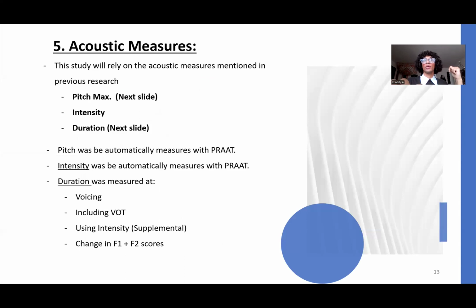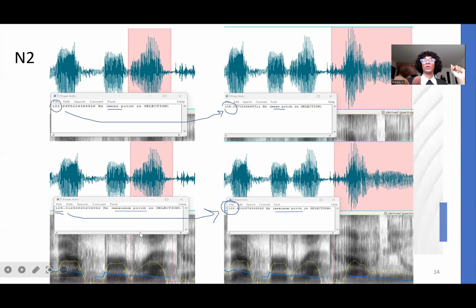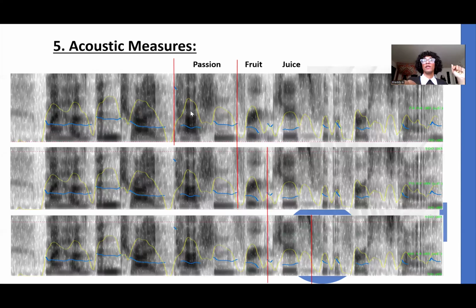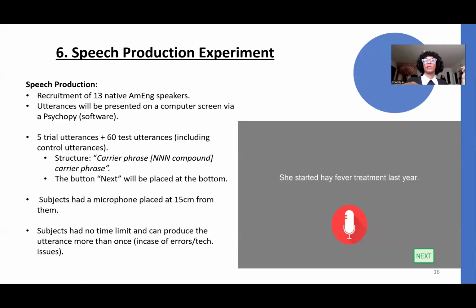I operationalized prominence using pitch max, intensity, and duration. And I also used the VOT and the voicing and the intensity to mark my durational start and end of each of the three noun words. So here the red line represents how duration was captured. The experiment looks like this.